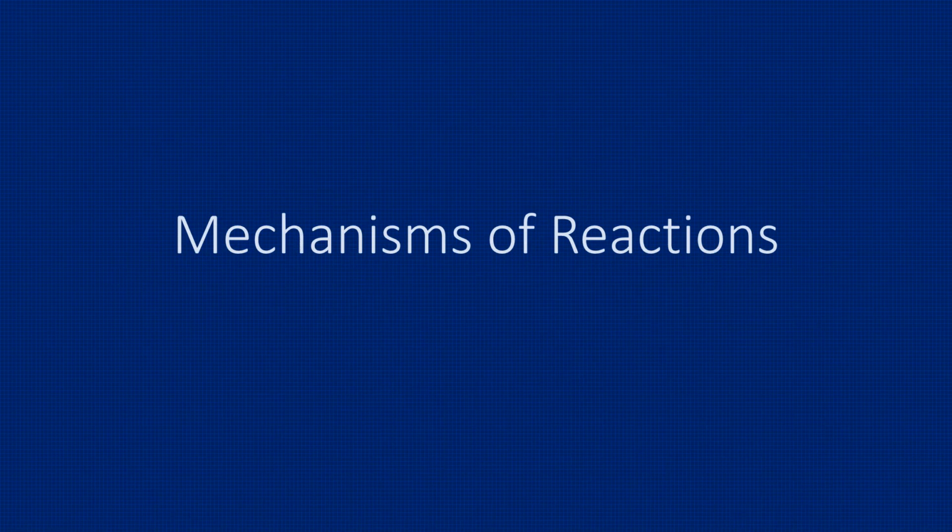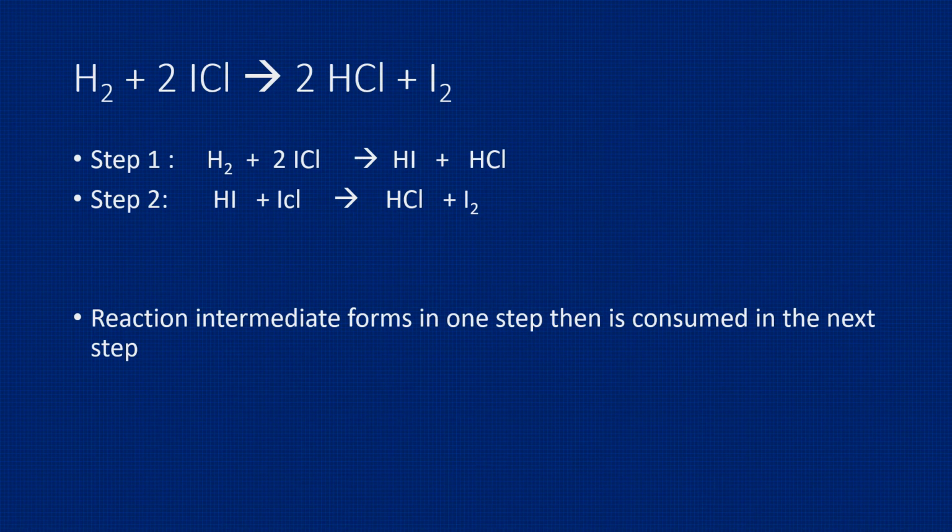Okay, mechanisms for reactions. If we had this equation right here, we normally write our equations as the net reaction. However, most reactions happen in steps. And we saw this when we did the chameleon reaction. You saw the different colors, and those different colors represented the different steps in that reaction. So in this case, these are the steps, and the intermediate forms in one step and is consumed in the next step.